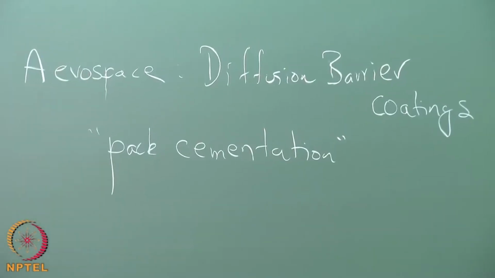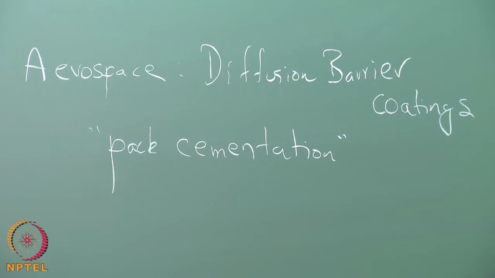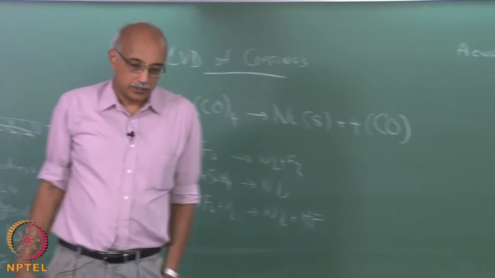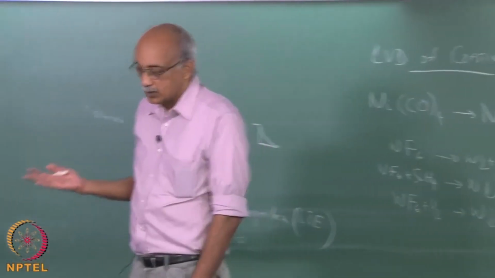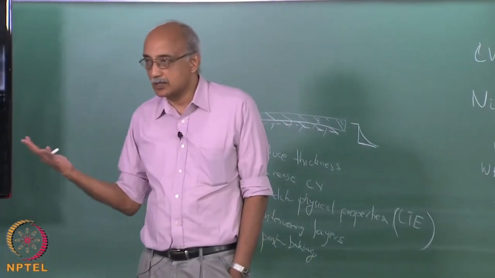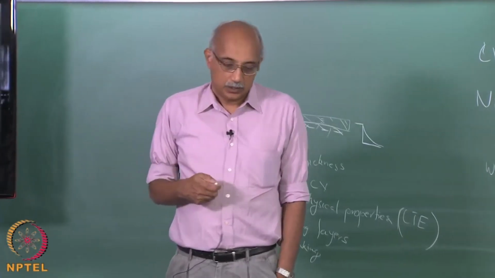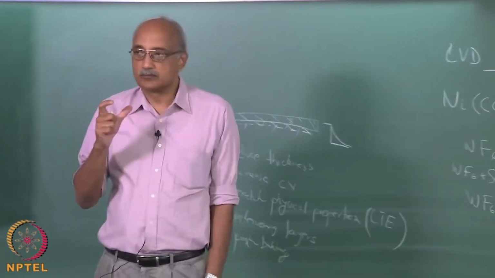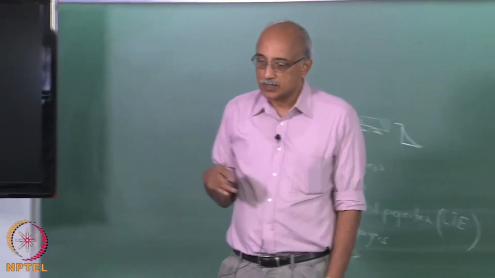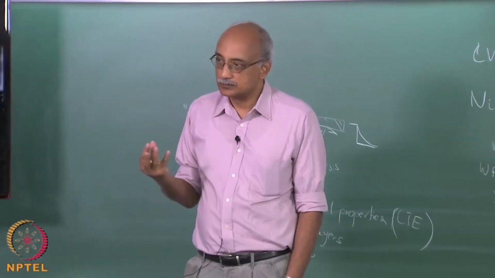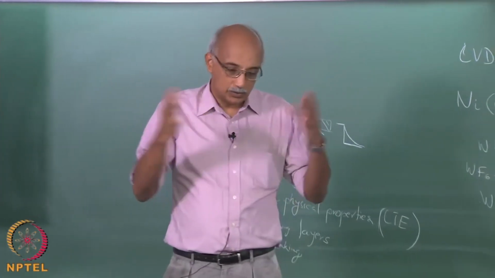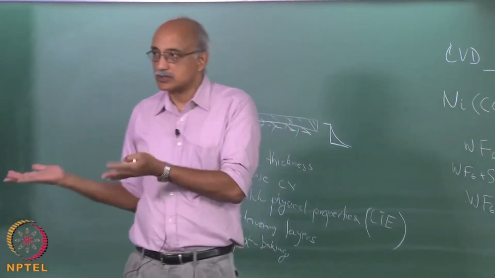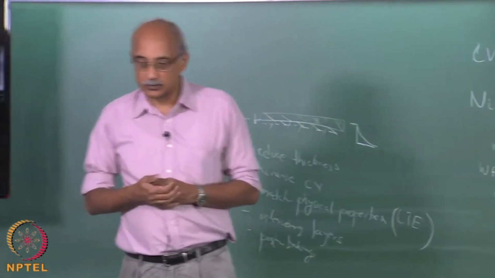Pack cementation is actually sort of a variation on a conventional commercial CVD process. What it refers to is, let us say that you have a metal on which you are trying to deposit some kind of a protective coating. In pack cementation, you take that reactive metal that you are trying to deposit and grind it into a powder, put it into essentially a vessel or a chamber in which the substrate is also located, the substrate on which you are trying to do the coating.